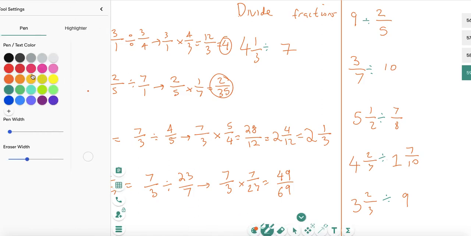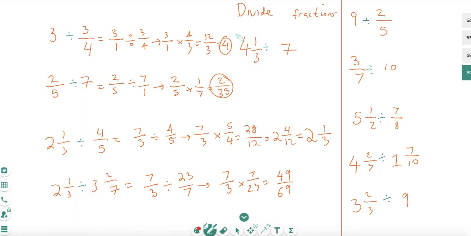Last one. 4 1/3 divided by 7. So 4 1/3, make it improper. So 4 times 3 is 12, plus 1 is 13. Divide by 7. We have to make that a fraction, 7 over 1. Now it's in a good format. We're going to keep, switch, and flip. 13 over 21. And that's your answer, okay, guys?